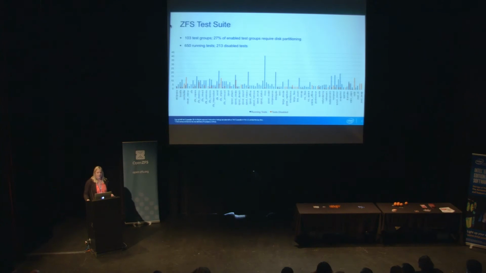So here's just a little overview of the ZFS test suite. Right now there are 103 test groups, and a little bit over a quarter of these enabled test groups require disk partitioning. Right now in the test suite, you basically have 3 defined devices, and then those devices are partitioned as needed if you need more devices for certain tests that you're running. There are 650 running tests, like I said previously, and 213 disabled tests.